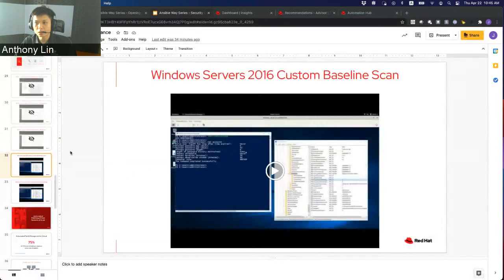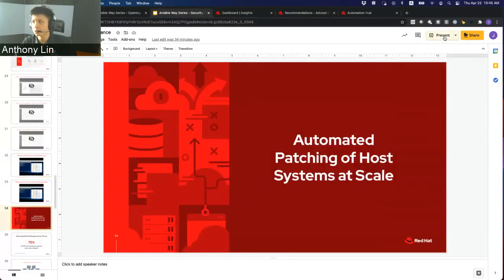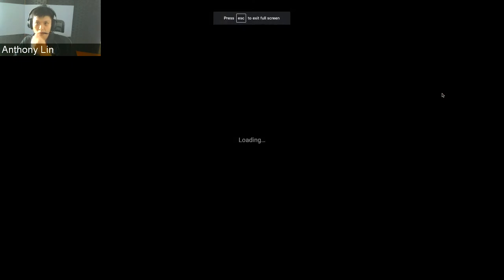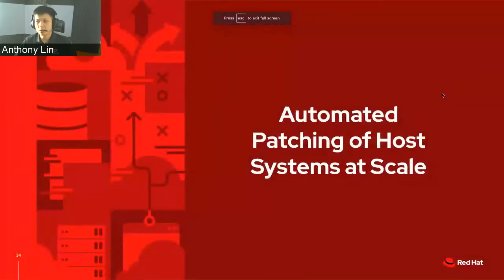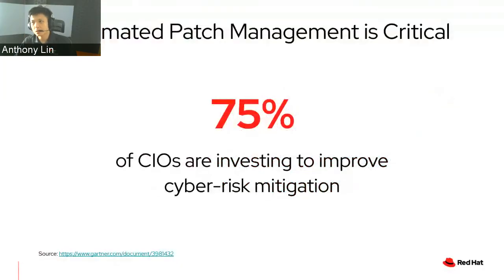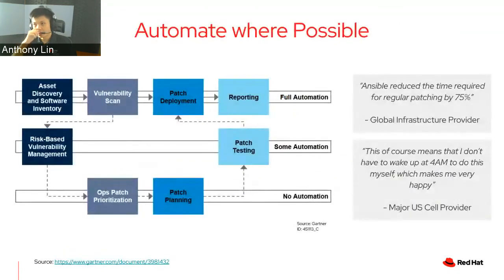So we can actually do quite a lot of things when it comes to all this kind of automation. Let me just very quickly go back to what we can do for automated patching of host systems at scale. You can see over here that 75% of the CIOs are investing to improve cyber risk mitigation, and hence automated patch management is critical as well. So we should really automate whenever possible.